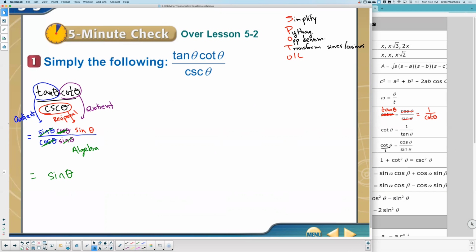Those are the Alex names. Technically speaking, I know I did this as 2 steps. If you were on Alex, your homework doing this would take at minimum 3 steps. You could do the quotients together as 1 step, but the reciprocal would have to be a separate step, and then the algebra a separate step. So you could get away with doing this as 1, 2, and 3 steps. All right. So now that's number 1.